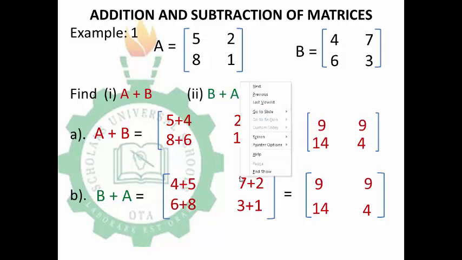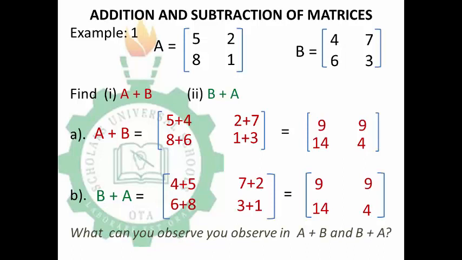So the same thing here, the matrices A plus B and B plus A are commutative under addition. So we can observe. What can you observe? The answer to A plus B is equal to the answer to B plus A. So we can proceed.